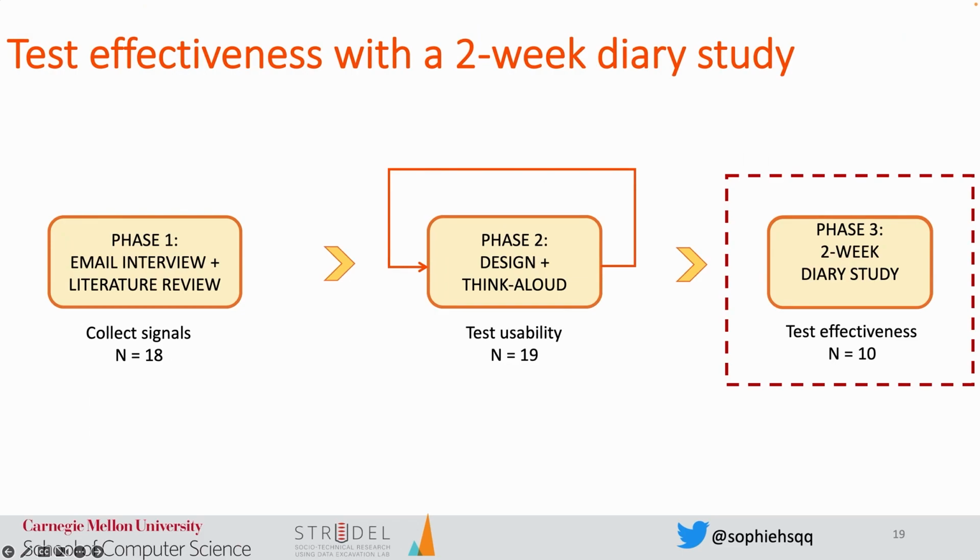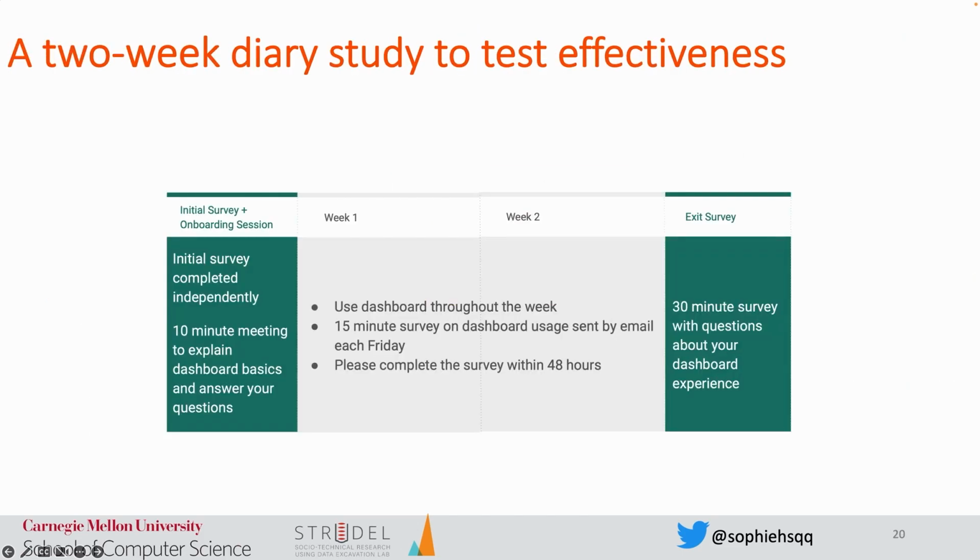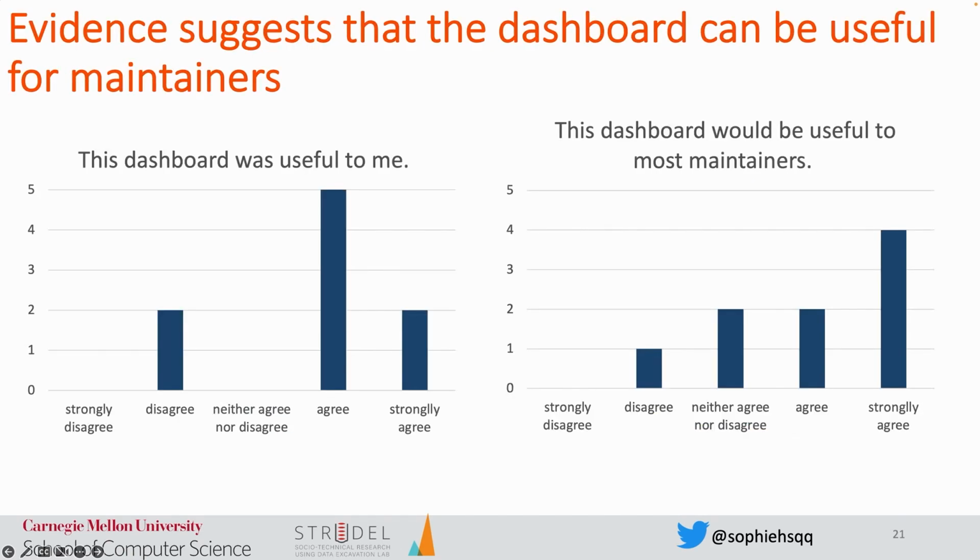Now let me move on to the evaluation phase. During the 2-week diary study, we first give maintainers an initial survey asking about their background, their management strategies, and their confidence in building a healthy community. Then we ask them to use the dashboard at least once per week and fill out a survey. At the end, we ask them a similar set of questions on management and confidence again and see if there are any changes. Overall, we found that the dashboard that visualizes important signals is found to be useful by many maintainers.